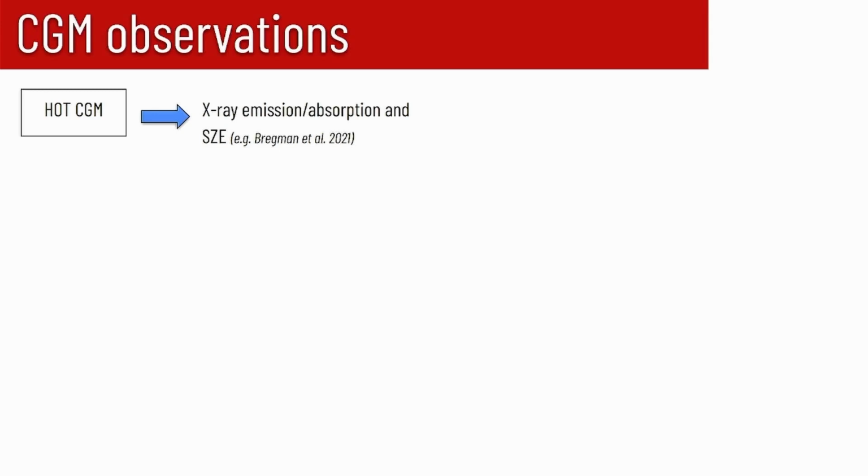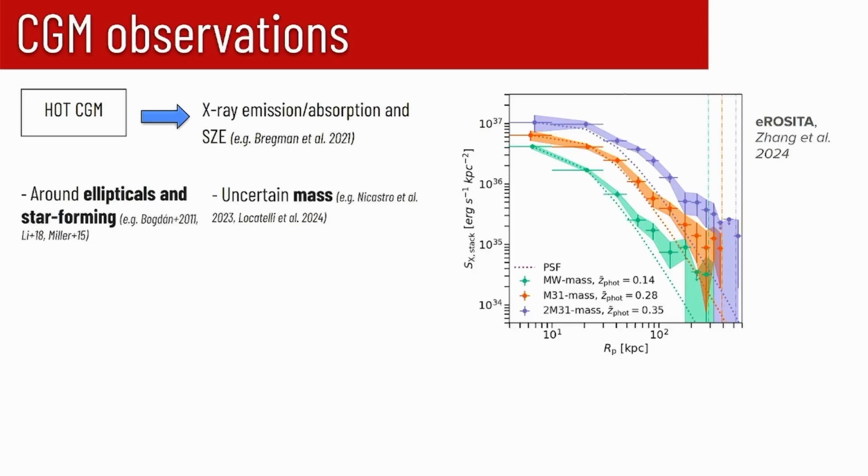And the hot circumgalactic medium has been observed mainly in X-ray emission and absorption studies. This is a very recent result from the Rosetta telescope, where you see the X-ray surface brightness as a function of the distance from the central galaxy for a stacked sample of Milky Way mass galaxies and galaxies with a mass relatively higher than the Milky Way. And you see that we have detections up to large distances from the galaxy itself.